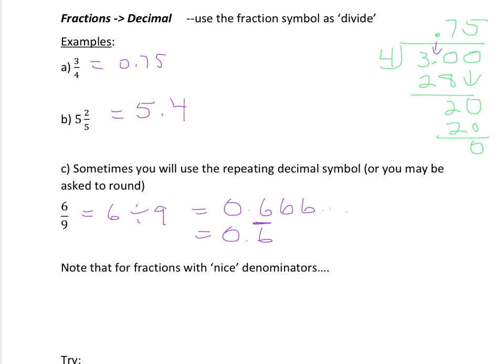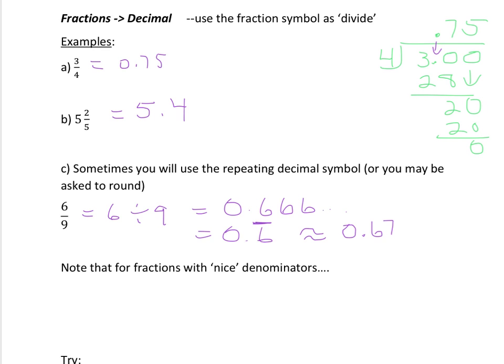If we needed to round off the number because we wanted to know the approximate length of something, we use a wavy equals sign to show that we've rounded, and we might say 0.67. Okay, we're saying it's approximately equal to 0.67. It's exactly equal to 0.6 repeating.